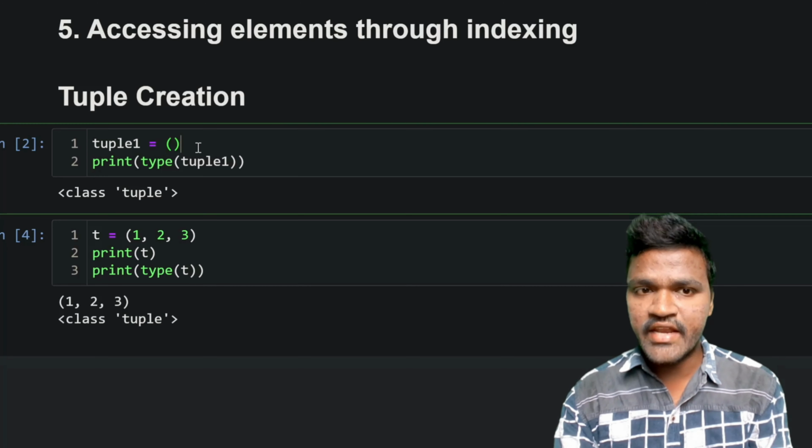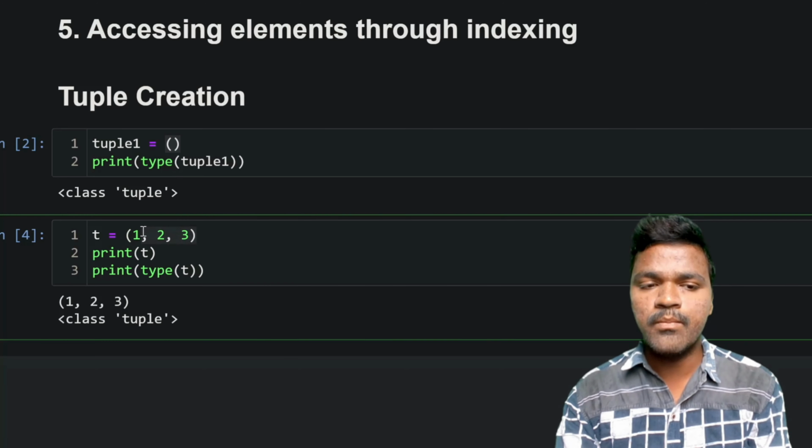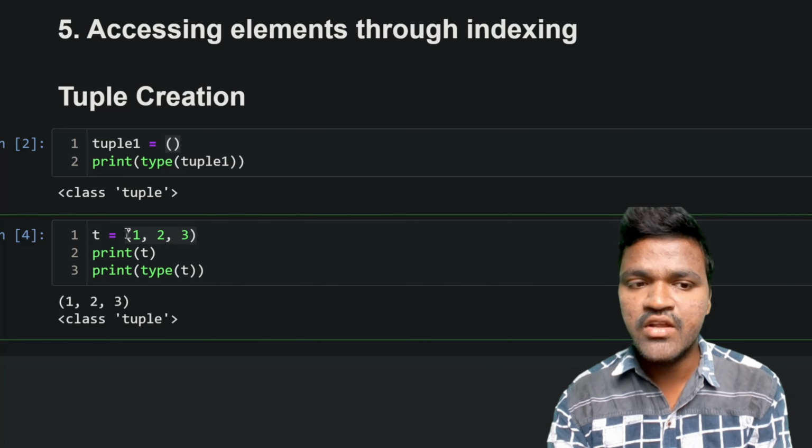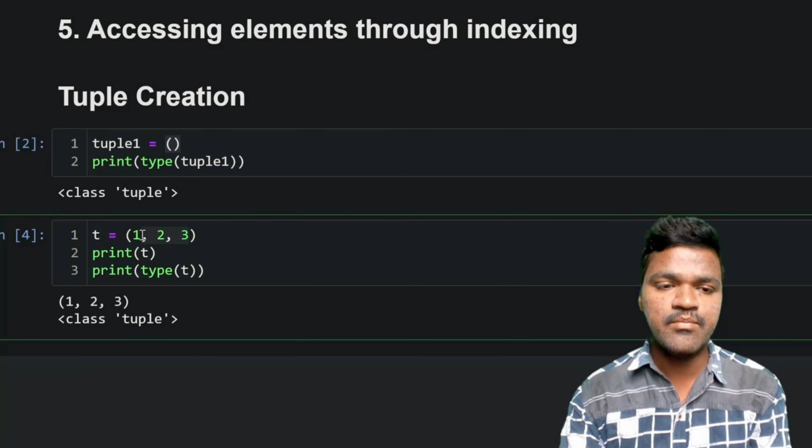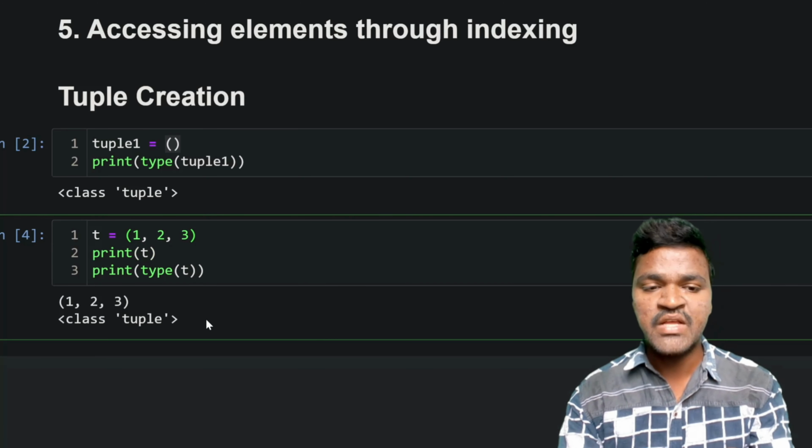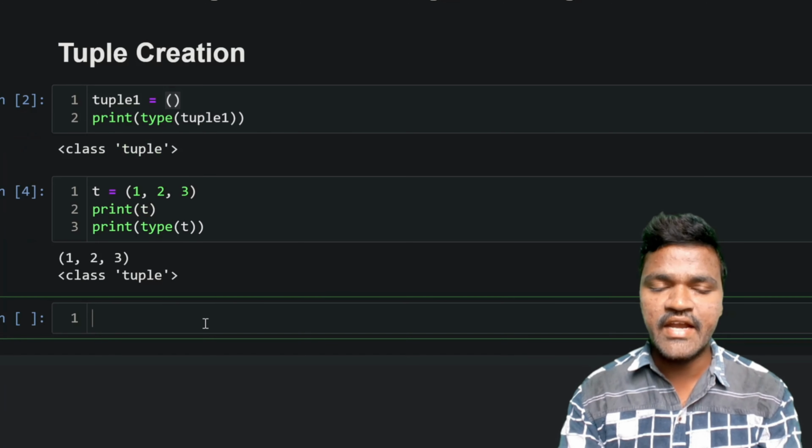So if you wanted to create an empty tuple, you can simply represent this particular parenthesis. If you wanted to mention some of the elements inside of a tuple, you can use these elements and mention them inside of this particular parenthesis. There is one more way that we can create a tuple.